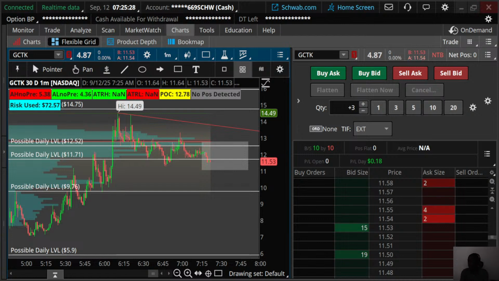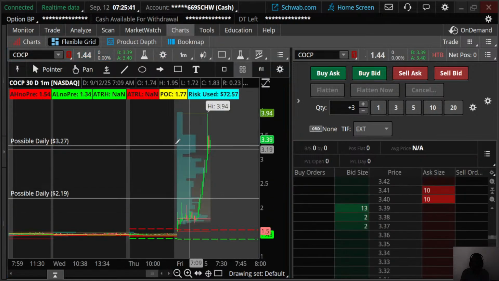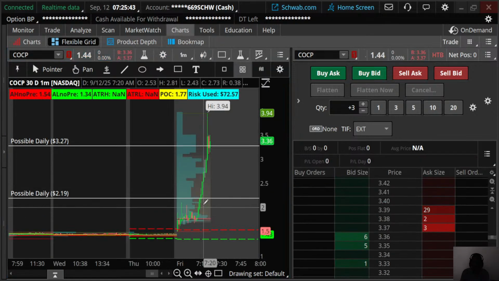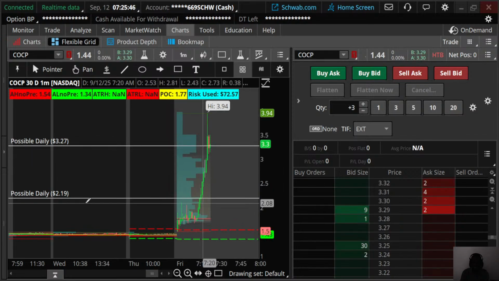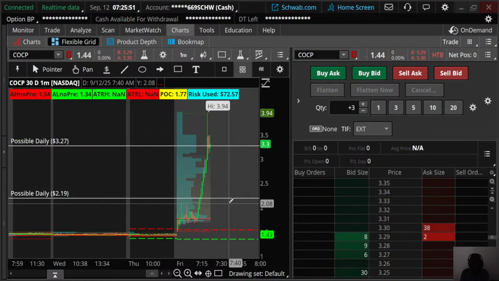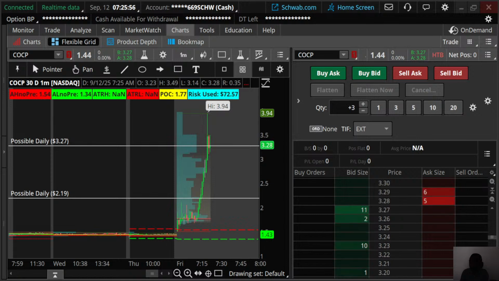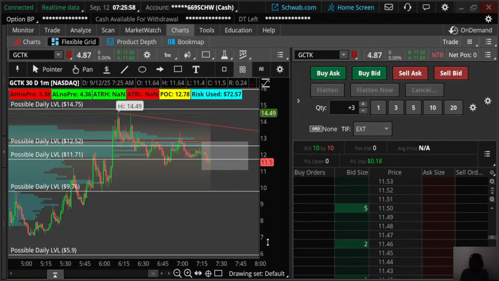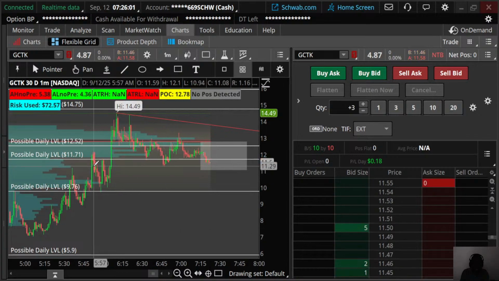It's got 23 million shares traded. And COCP has 21 million shares traded, trading right around that 3.27. That was the only really obvious point that I could see, so I just put it out there. Then it's got the 2.19 down here, so about $1 in between them. So this is a secondary tap down here around this 11.29.